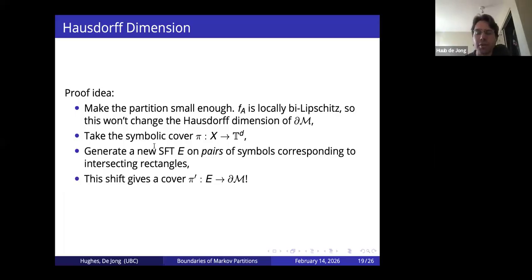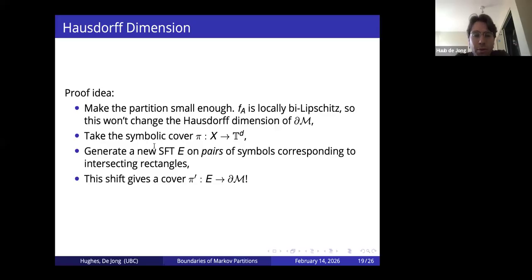I need to take inverses of rectangles and then intersect those. But this won't change the Hausdorff dimension because my map is locally bilinear and therefore locally bi-Lipschitz. So this geometrically doesn't change anything. And then for the small partition, I'm going to take the symbolic cover. So a shift of finite type, a space of sequences on symbols that represent rectangles. And because the symbols correspond to rectangles, if I look at a pair of symbols, this corresponds to a pair of rectangles, and I can ask whether or not those two rectangles intersect each other.